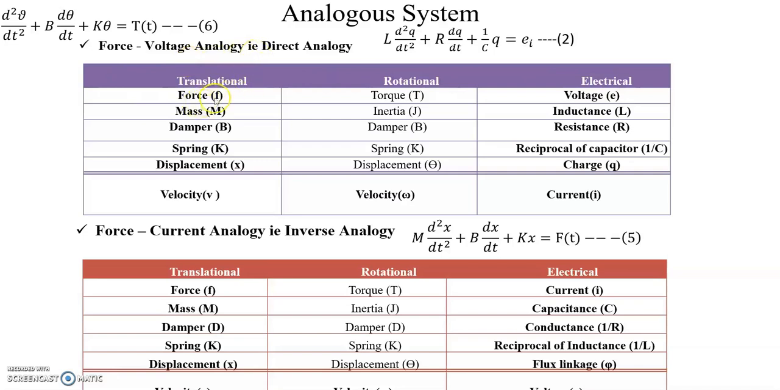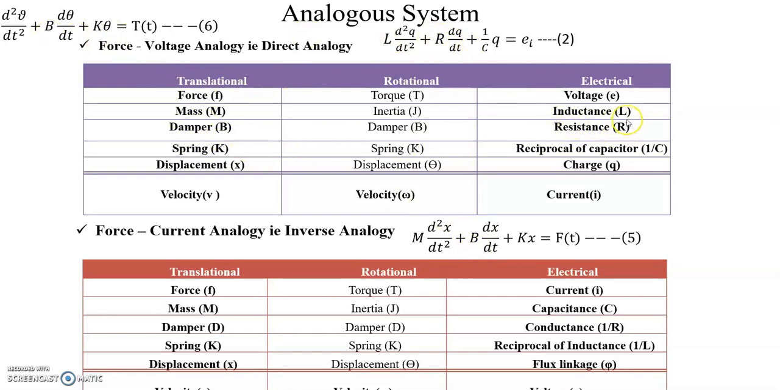You can compare these three equations. F of t is the applied force, and similarly torque for the rotational system. In the electrical system, there is a voltage E. The next one is mass, which is equivalent to the moment of inertia J, and here the element is inductance L. Next is a damper B, here also B, but in the electrical system the resistance will be there.